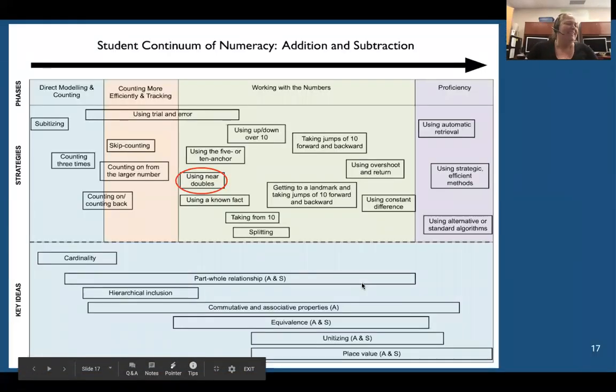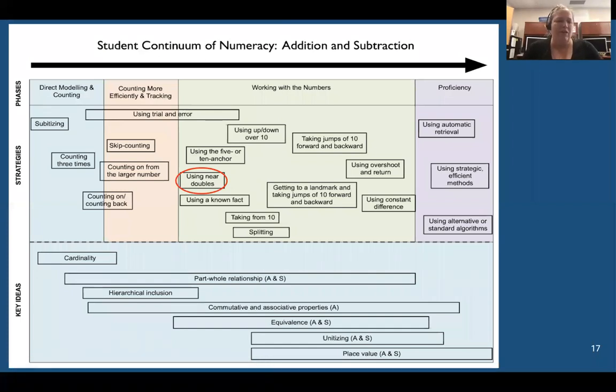Okay. So I wanted to take a little bit of a look at what we can expect some of the strategies to look like once we do get into our shift here into working with the numbers. One of the first ones that we're going to see for sure is using near doubles. Now, using near doubles, you can see, is located right above using a known fact on the continuum. And that's because using near doubles is actually just a specific case of using a known fact.